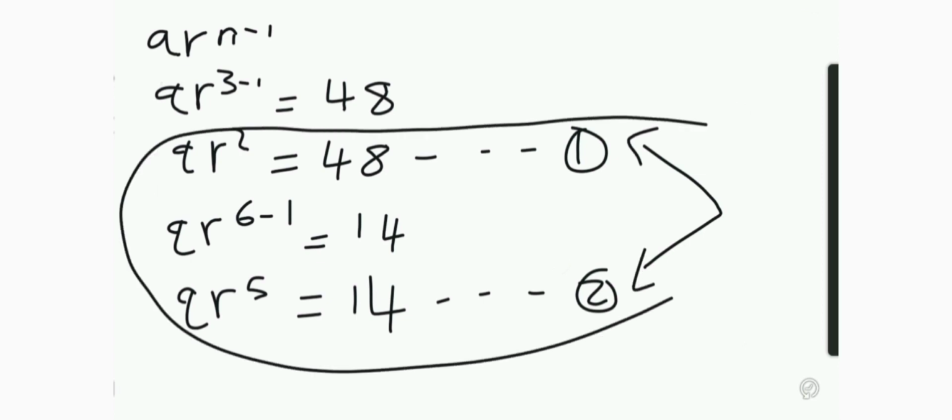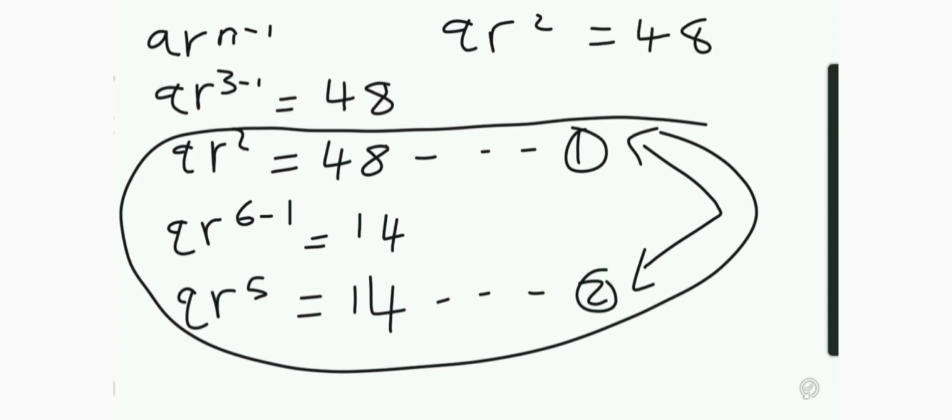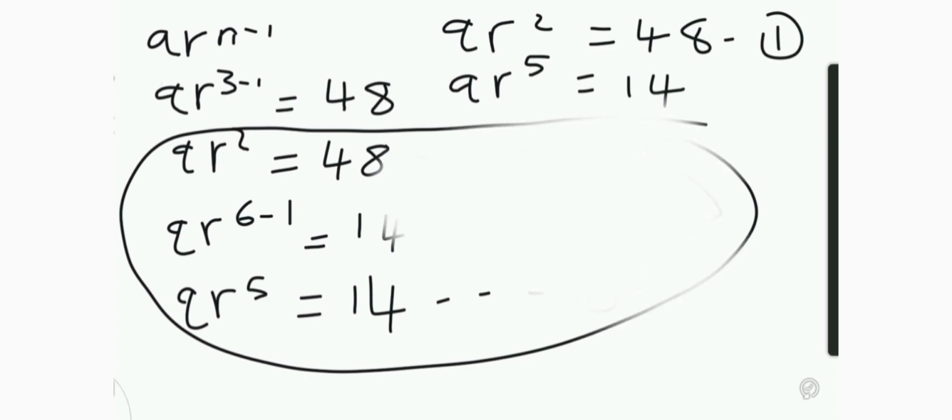Okay, now we're going to make use of equation 1 and equation 2 together. We're going to solve them using the substitution method. What do I mean by substitution method? For instance, now we have ar^5 = 14, so I can make a the subject of the formula there. Let's make use of ar^2 = 48. For equation 1, I can divide both sides by r^2. You get it? And I'll be left with a, making a the subject of the formula.